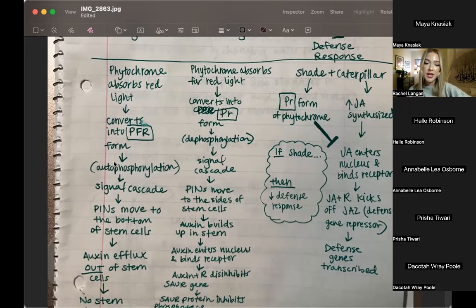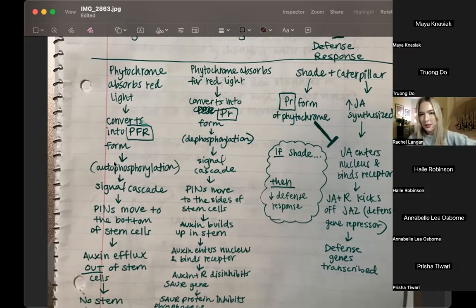In the case of the shade, the PIN proteins, instead of being on the bottom, they move to the sides. So when auxin comes in, it doesn't go down through the shoot because the PIN proteins aren't there anymore. It actually moves out to the side. And what that does is it keeps auxin in the shoot area. Does that make sense? Yeah. Okay. Thank you. You're welcome.